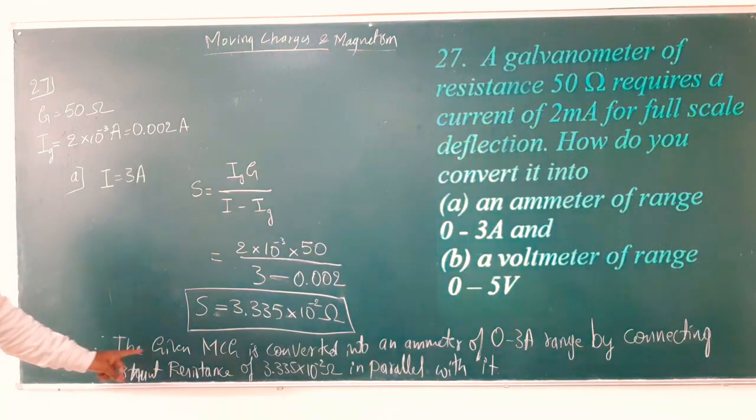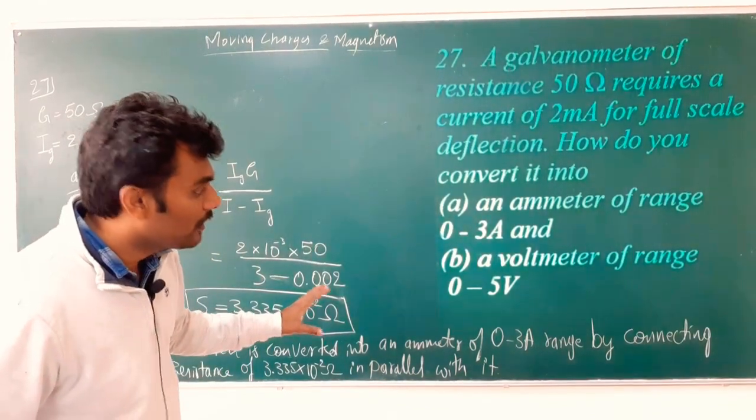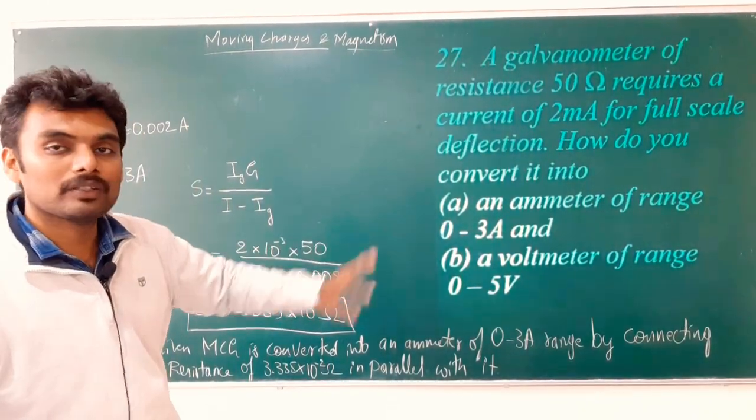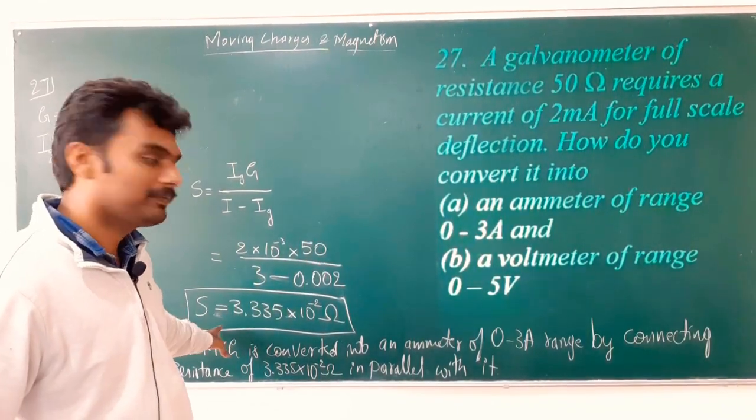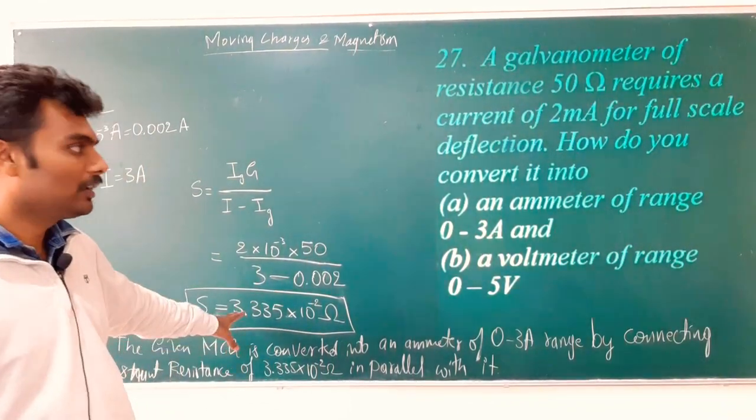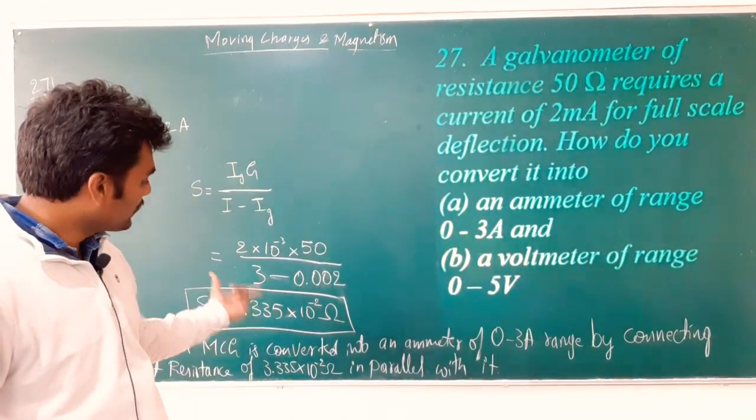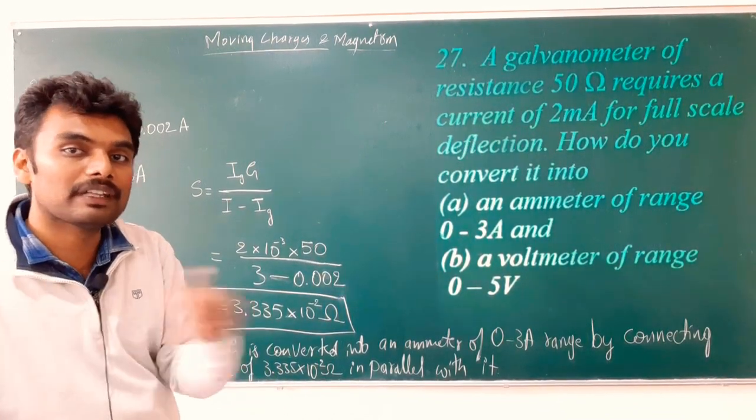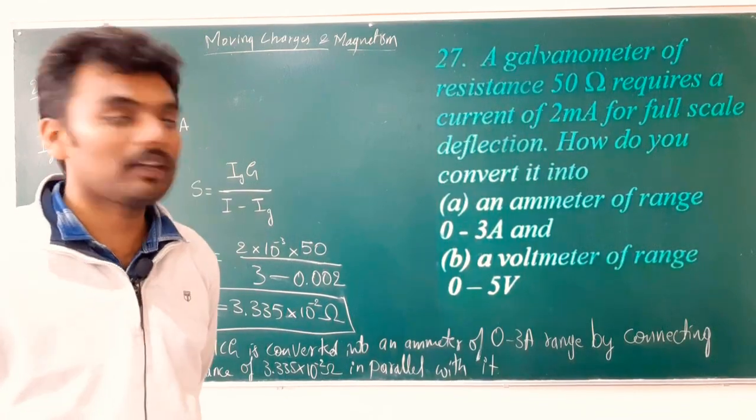So this is how you should keep the final answer, because they are not asking the question in a way like what is the shunt resistance required to convert. If that is the kind of question, then it's fine, the final answer is this. But here the question is, how do you convert it? So this is the amount of shunt resistance which has to be connected in parallel. So that makes the complete answer for part A of the question.